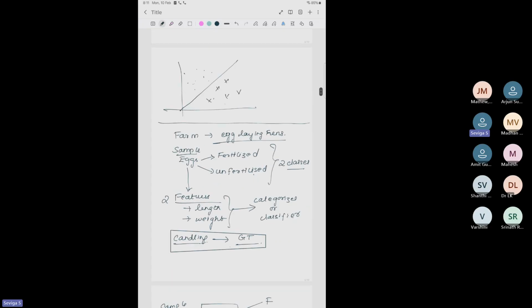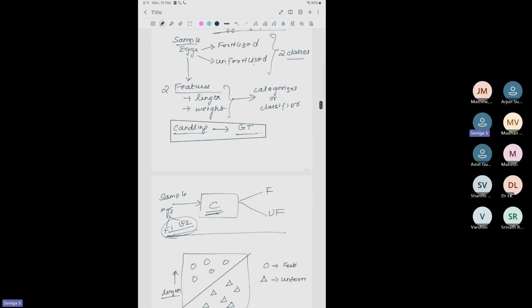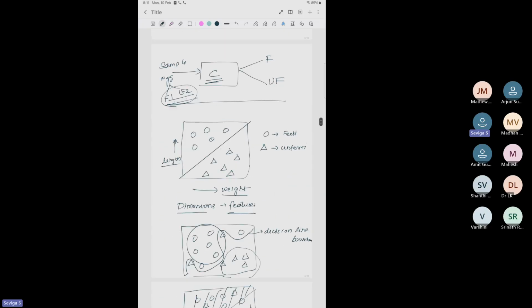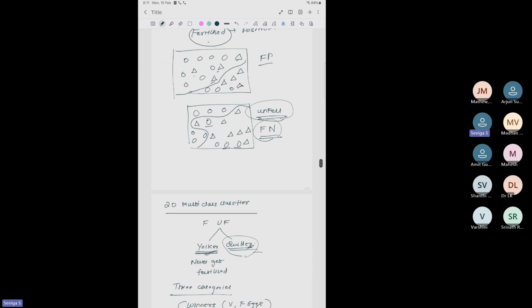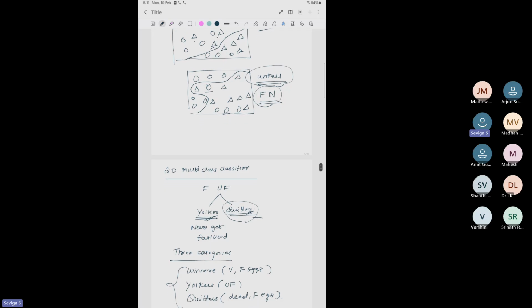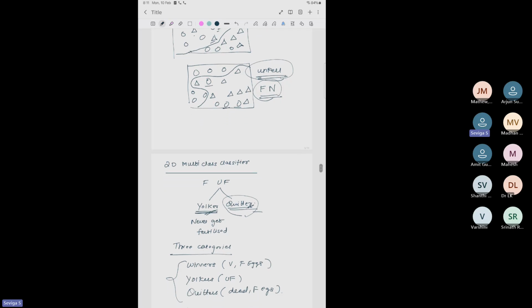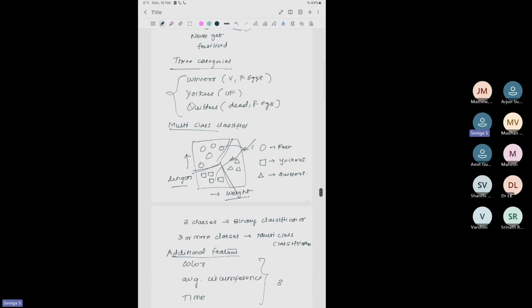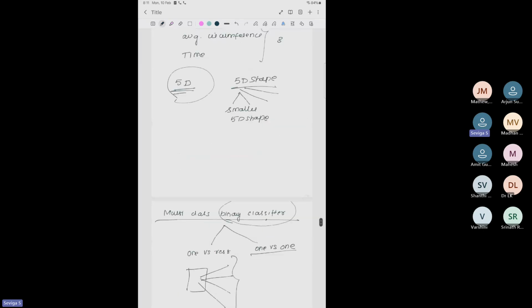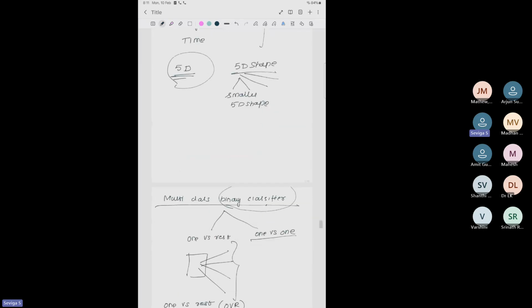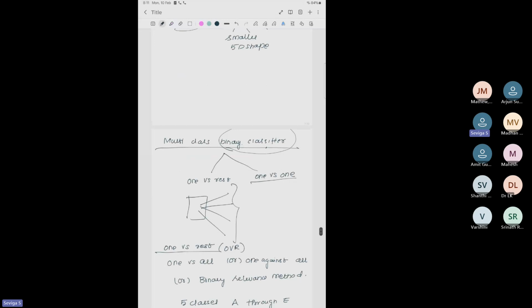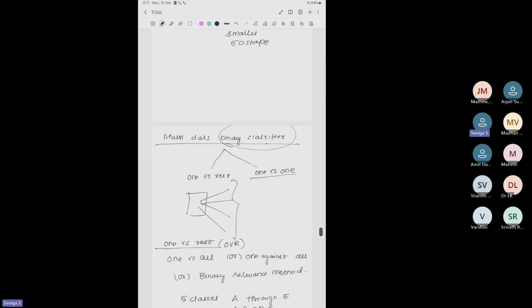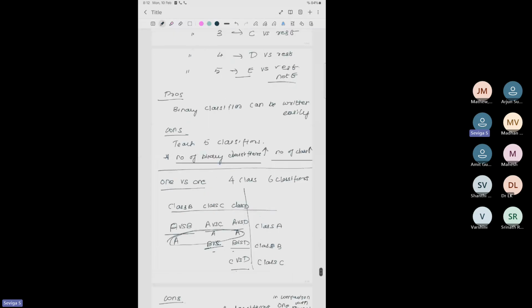Then we took an example for the classification. And then we saw about the boundary method. We also saw about the decision regions and the decision boundaries. We also saw an example for a 2D multi-class classifier. And then we saw about the different dimensions involved here. And then we also saw about multi-class binary classifiers. There are 2 approaches in multi-class binary classifiers. One is 1 versus rest, and the other one is 1 versus 1.